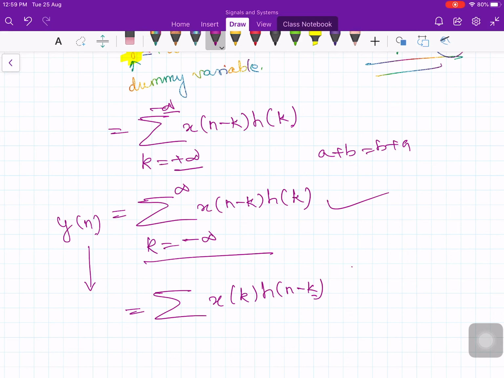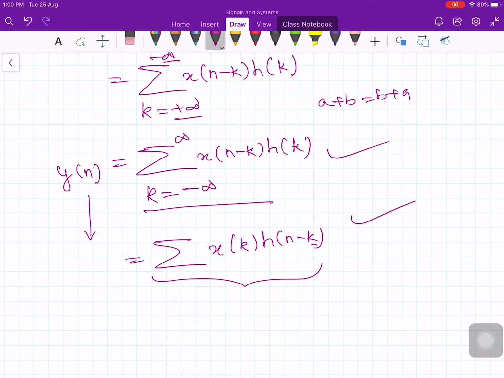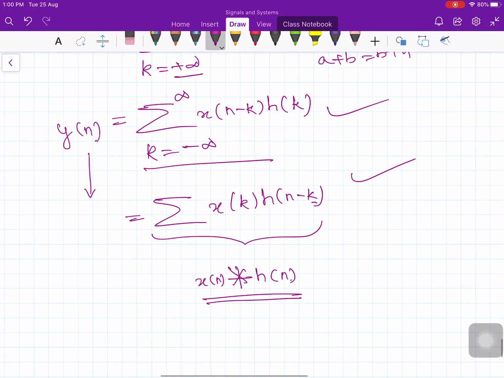After all, r is a dummy variable here, so I can change r to k. And this convolution sum is denoted by a special symbol, the star symbol. So how do you read this? x of n convolved with h of n. So this is a symbol reserved for this. Here the star stands for convolution.